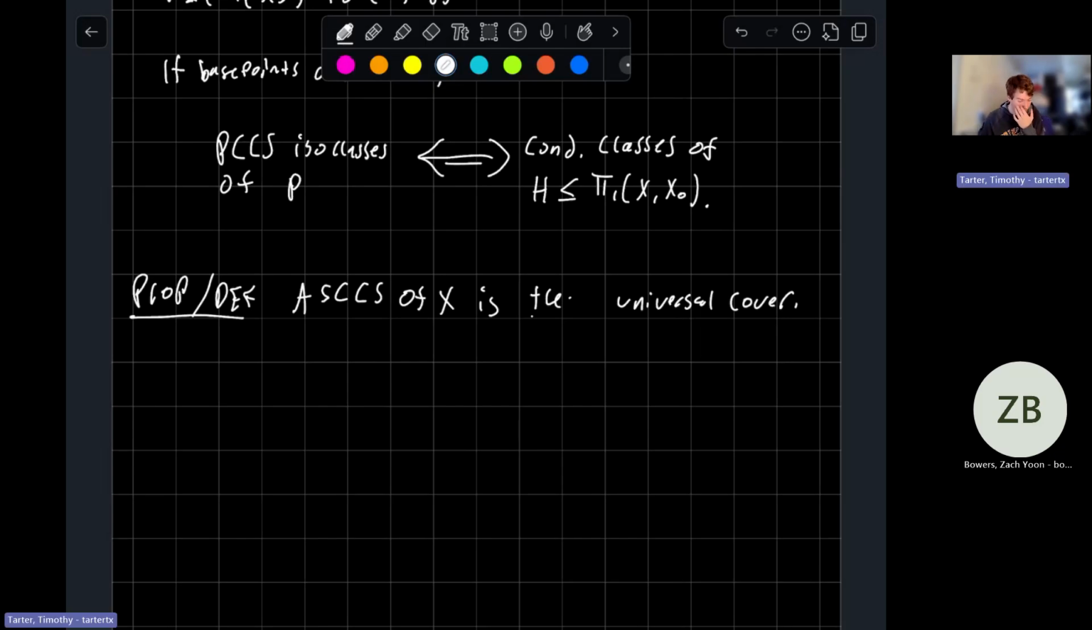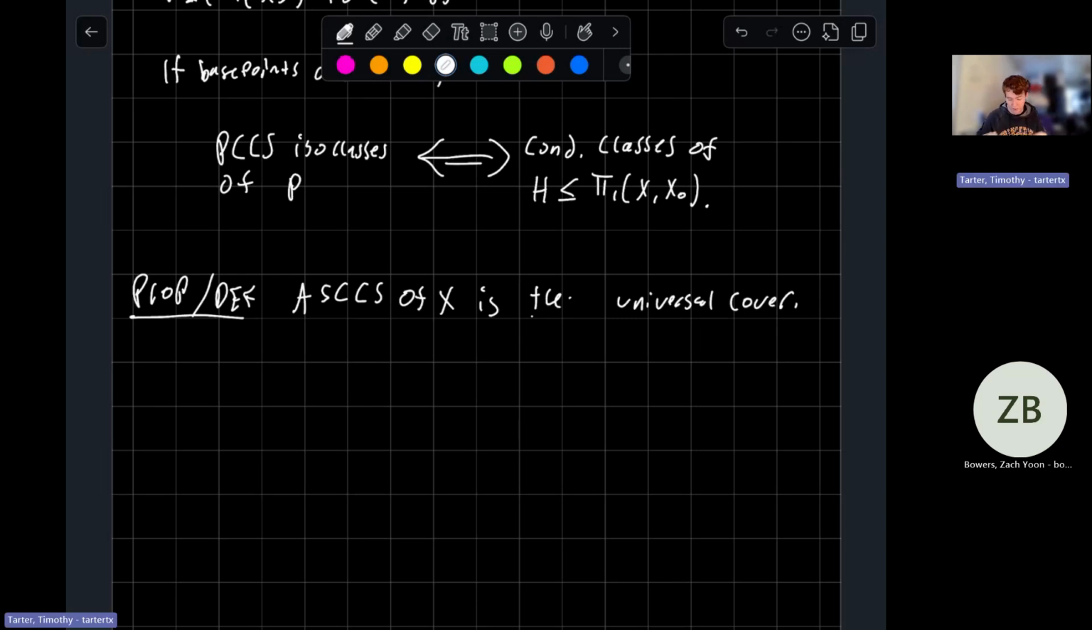This corresponds to the partial ordering by inclusion of corresponding subgroups of pi 1 of X, or conjugacy classes of subgroups if base points are ignored.